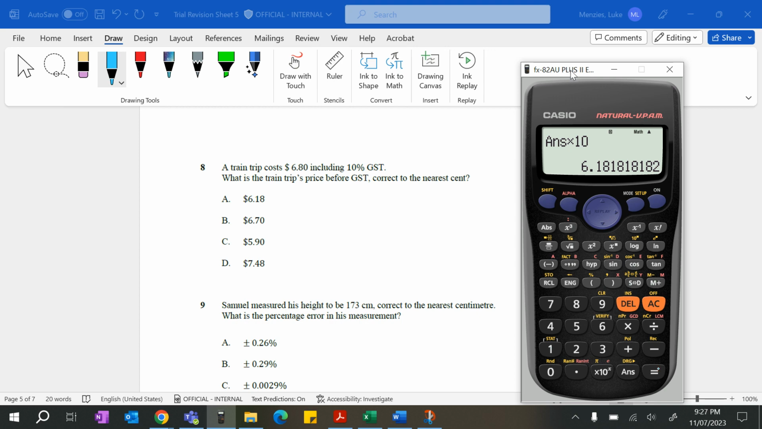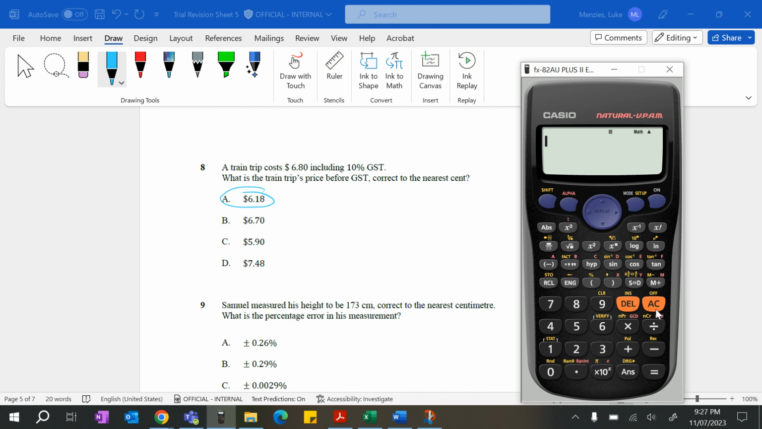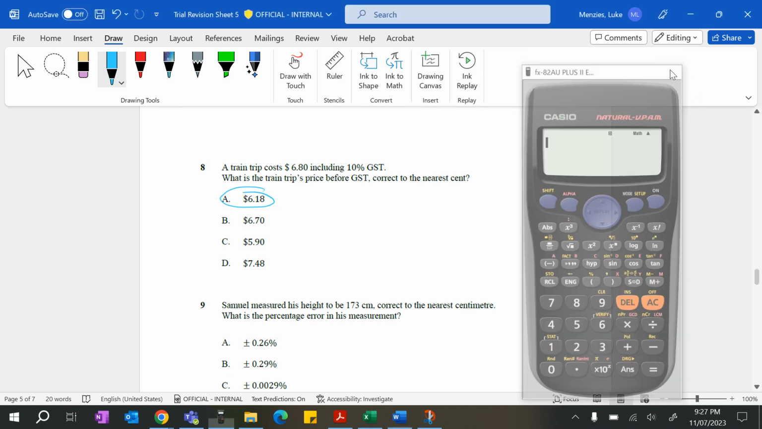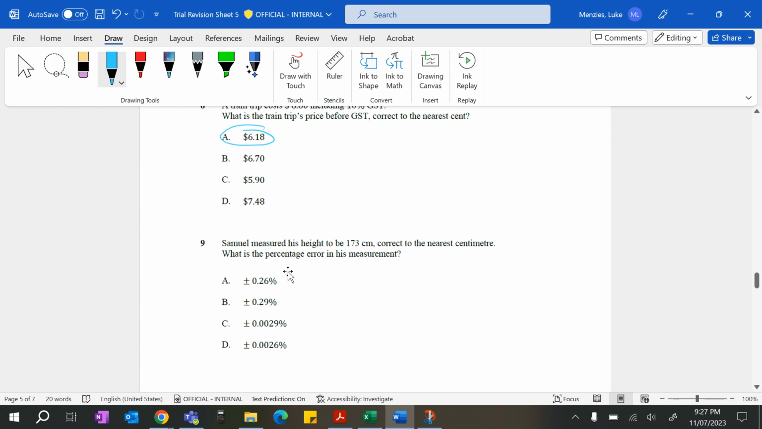And just to show the point, what a lot of students, and I dare say the answer will be probably B, if I just did $6.80 times, I'm going to say 0.9 as in 90%. And $6.12. Oh, close. Okay. All right. So yeah, when you find out what's the train trip before GST, so that's where we got that one from. Very nice.